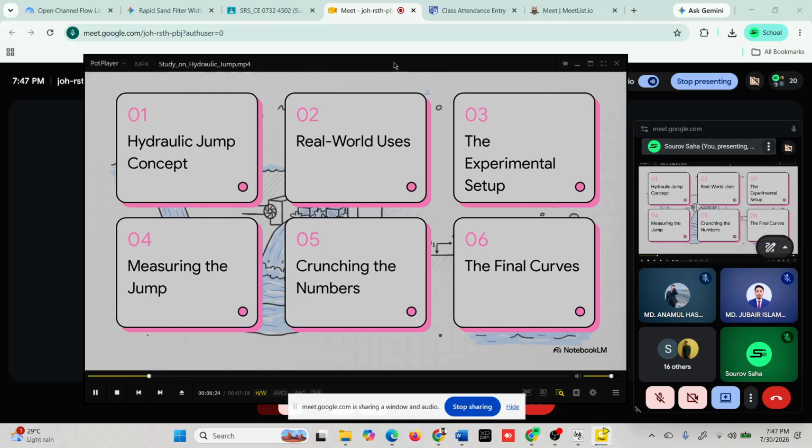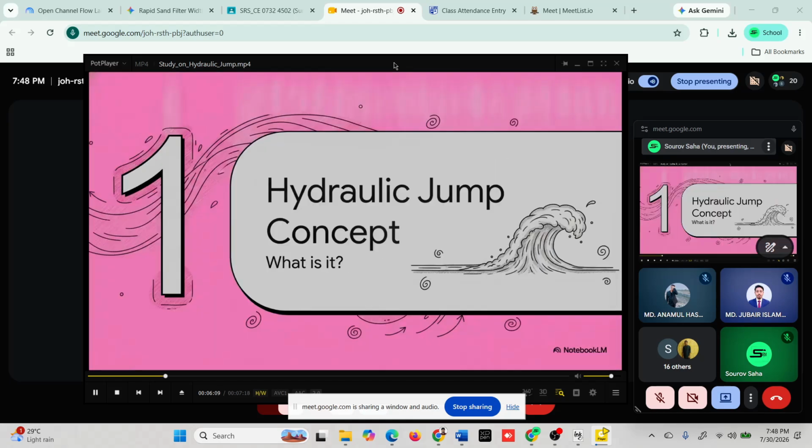Here is our roadmap for today. 1. The hydraulic jump concept. 2. Real-world engineering uses. 3. The experimental setup. 4. Measuring the jump. 5. Crunching the numbers. And finally, 6. The final curves. Let's get right into Section 1, the hydraulic jump concept.